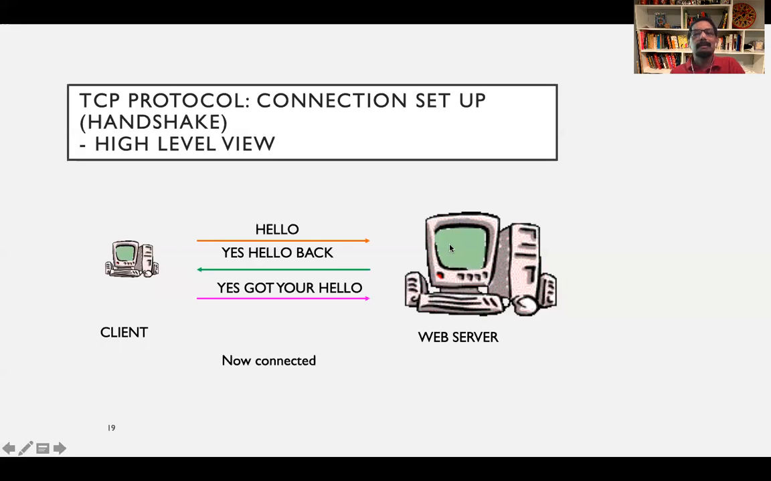The server gets it and says, oh, I got a new request here. Okay, I'm going to say yes, hello back to the other side. And the client then says, yes, got your hello, and responds back to the server. This is called a three-way handshake. Every TCP connection has to have this three-way connection setup. Only after that, the real data is sent.